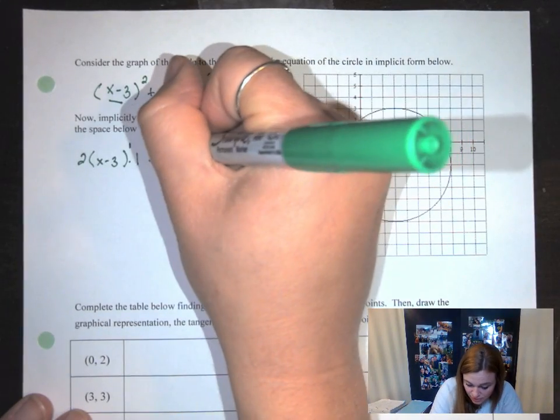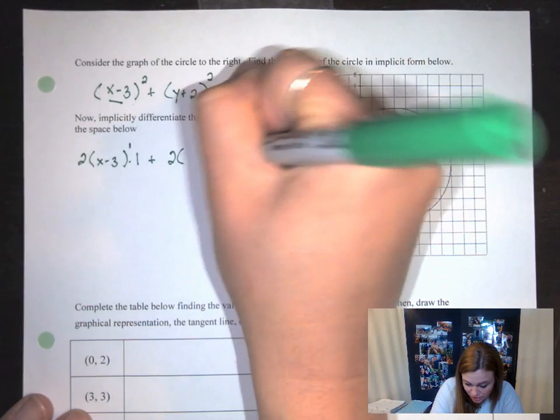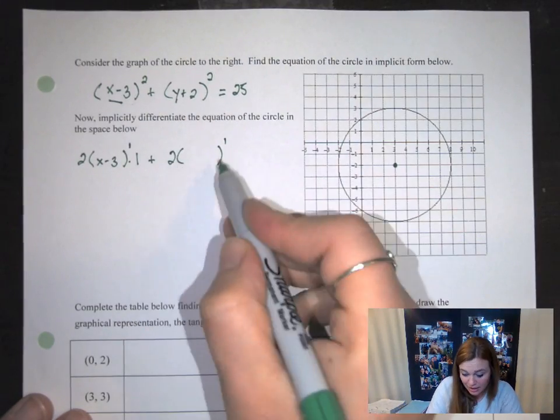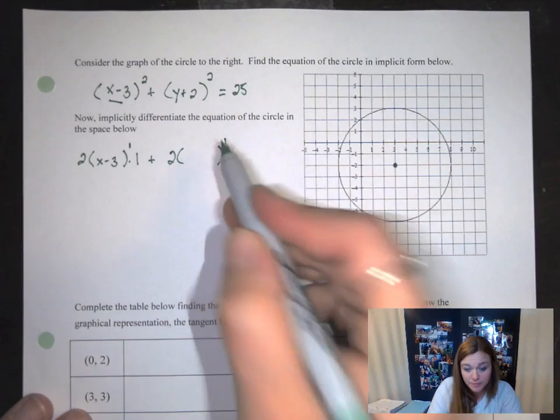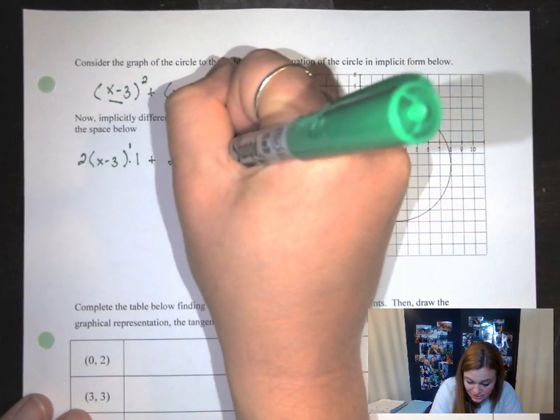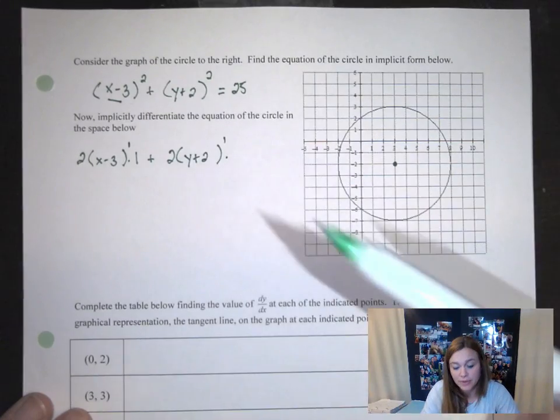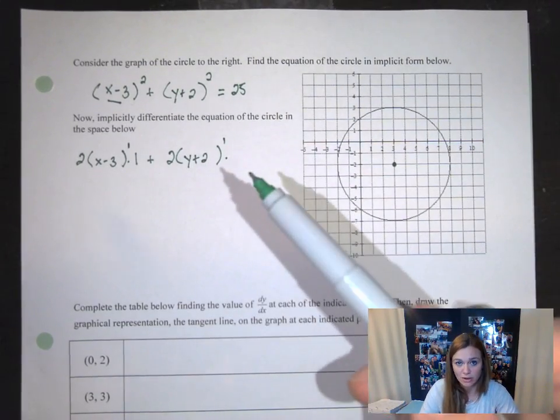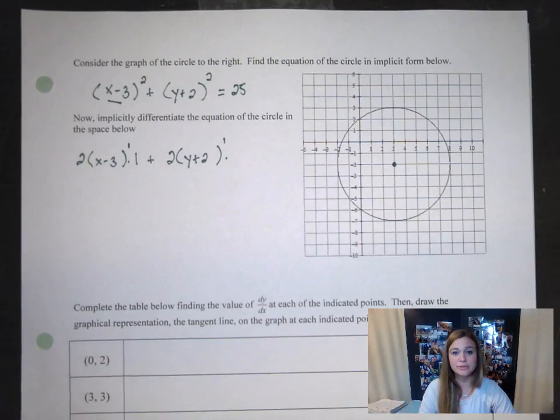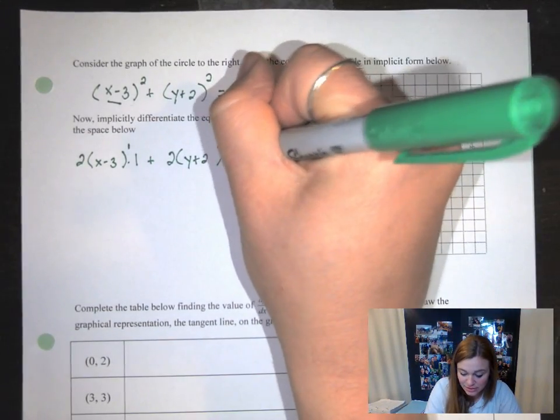Plus, same thing over here. I have 2. I leave the inside alone. My new exponent is 1. So I'm leaving the inside alone, times the derivative of the inside. The derivative of y is not just 1. Remember, we're differentiating with respect to x, so we say times dy dx.